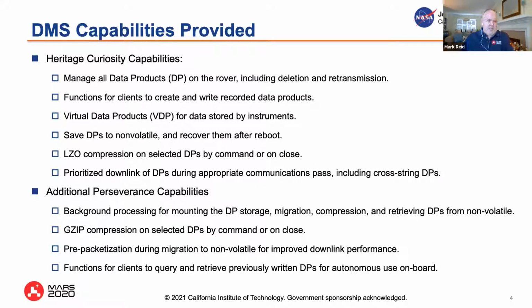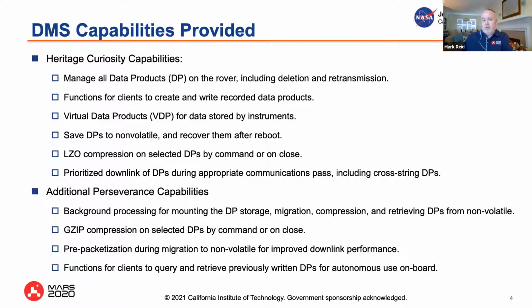So here are the capabilities that DMS provides. From the heritage Curiosity mission, DMS is responsible for managing all the data products on the rover. And this includes deletion and retransmission of those products. By deletion and retransmission, we are not using a closed loop CFDP. Again, this is inherited from Curiosity. So as data products are downlinked, there's basically a catalog that stores information about all the products. And then that information can be downlinked in what's called a DPSR, a data product summary report.